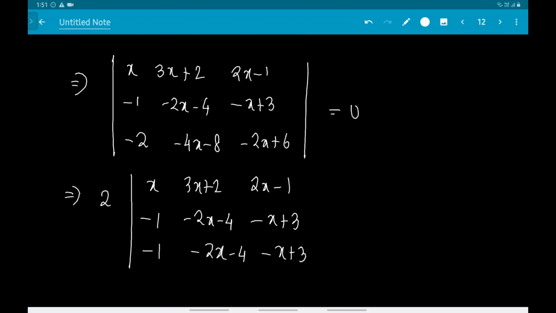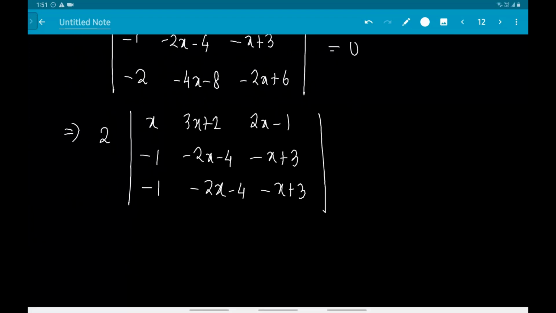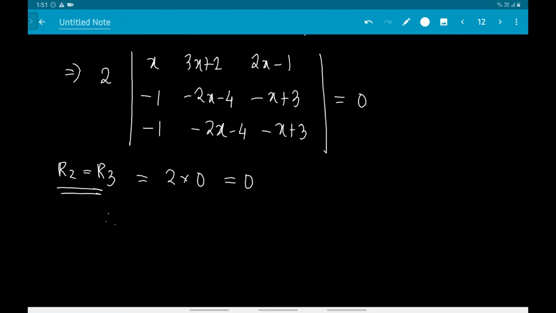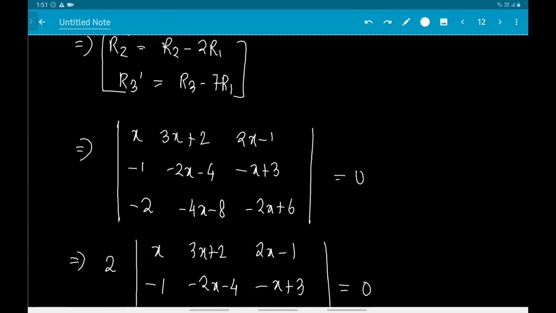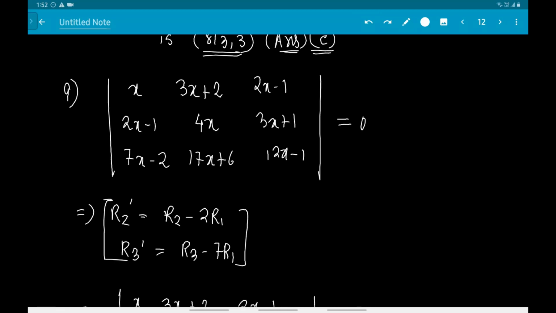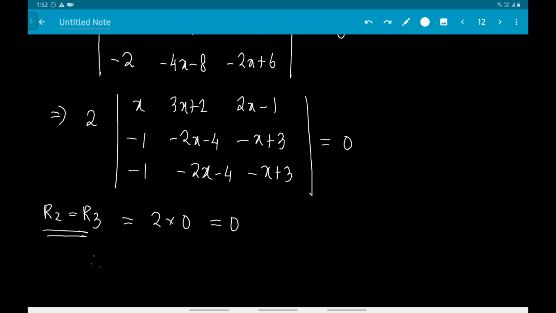So you can see here that R2 is equal to R3. When two rows are identical or two columns are identical in a determinant, we know that it is equal to 0. So here 2 into 0 is equal to 0. That means any value of x we take, it will be equal to 0, so for any value of x this equation is defined. It is 0 equal to 0, it must be satisfied. So this determinant equal to 0 will be true for infinitely many values.